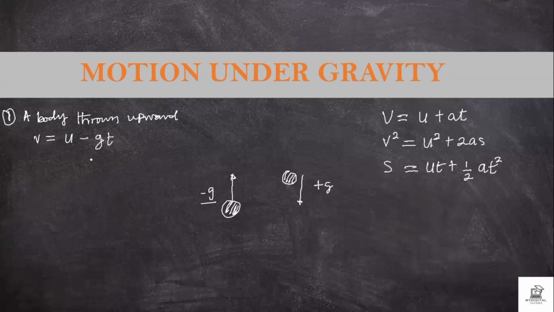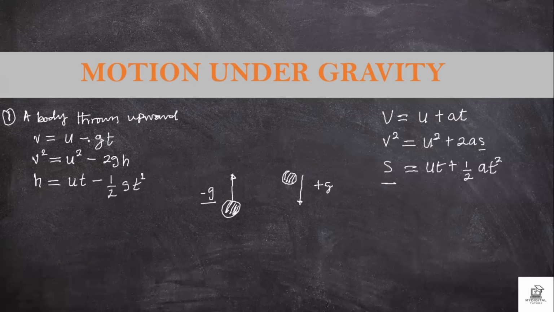The second one, we are going to have V squared equals U squared minus 2GH, because it's thrown upward, so G is negative. Our distance here, the horizontal distance, becomes the height, the vertical height. Are we clear? And the last one, instead of S, we use H. The height is equal to UT minus half GT squared.